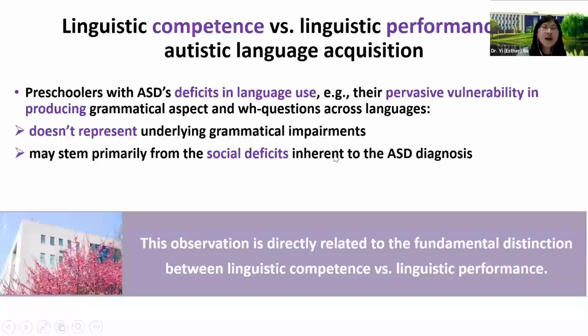And also, we found that preschoolers with ASD have deficits in language use. Previous studies suggested they have problems with producing grammatical aspect and WH questions. However, we found that they have a relative strength in comprehending grammatical aspect and at least object WH questions. So maybe their production problems do not represent universal grammatical impairments. The production problems may stem primarily from social deficits inherent to the ASD diagnosis.